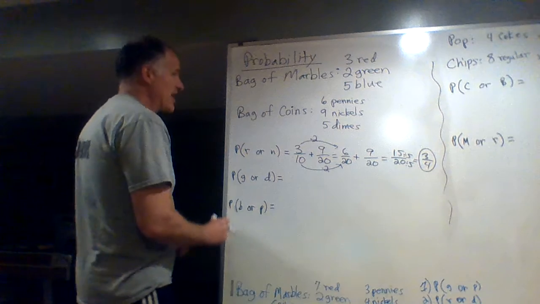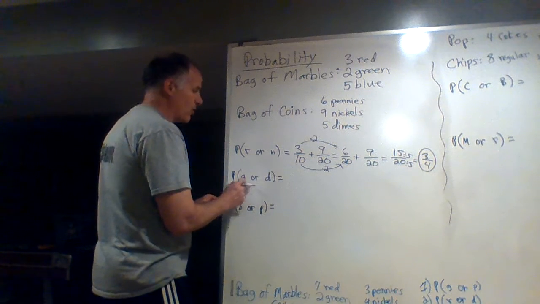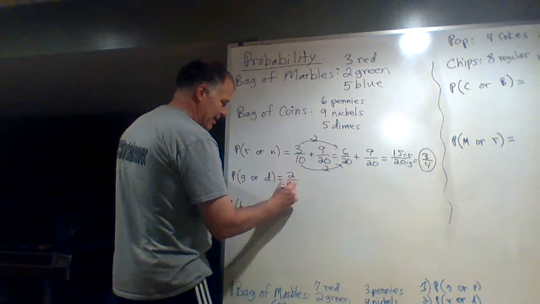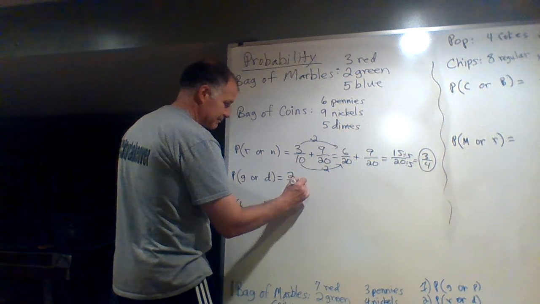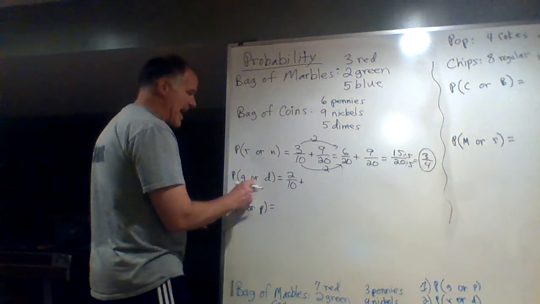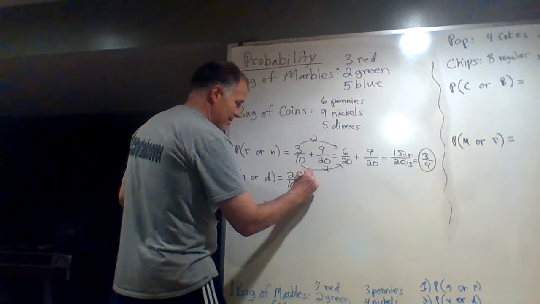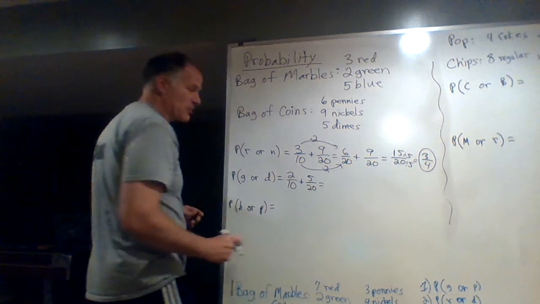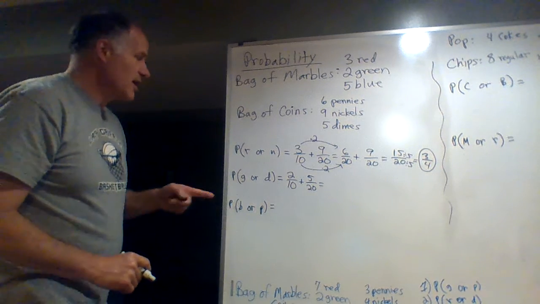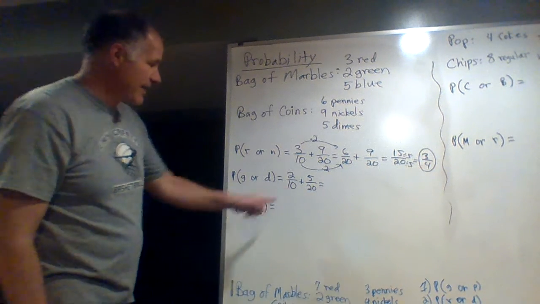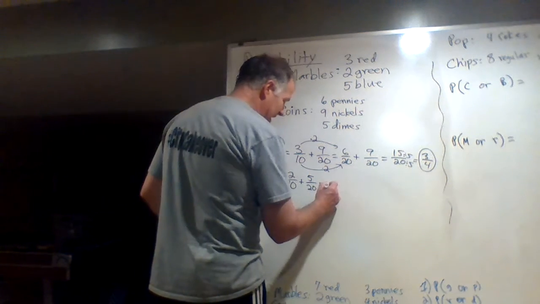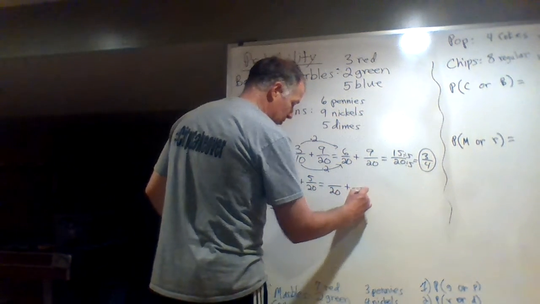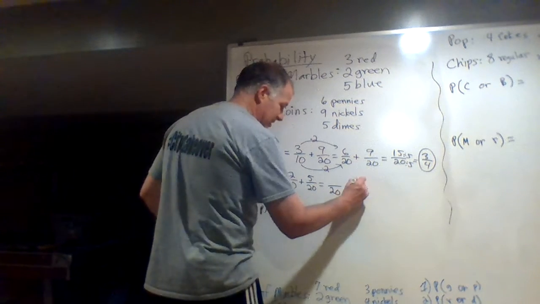Okay, let's do another one. So now we're saying what's the chance of picking a green or getting a dime? So green, 2 out of 10. Now again, because it's or, we're going to add, and then a dime is 5 out of 20. Now here's what's nice, and guys, this will be the same on your homework problem. The bottoms stay the same, so we're really going to get the same common denominator each time. So for this one, they're both going to be 20. Okay, 5 over 20 stays.